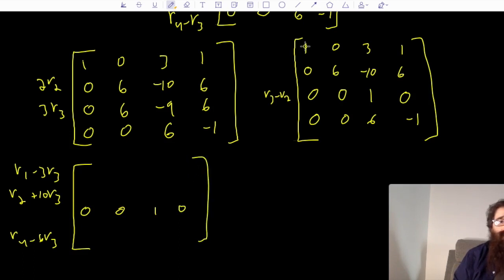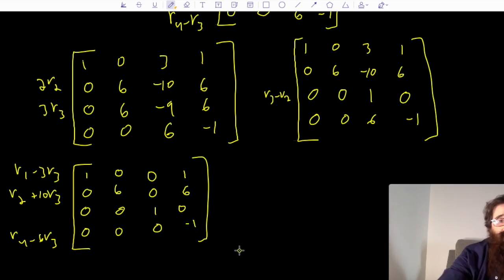But then in row 1, I'm going to get 1 minus 3 times 0 is 1, 0 minus 3 times 0 is 0, 3 minus 3 times 1 gives me that 0 that I wanted, and 1 minus 3 times 0 gives me 1. In row 2, I'm going to get 0 plus 10 times 0 gives me 0, 6 plus 10 times 0 gives me 6, negative 10 plus 10 times 1 gives me the 0 that I wanted, and 6 plus 10 times 0 gives me 6. And then in row 4, I'm going to get 0 minus 6 times 0 gives me 0, and then again, 6 minus 6 times 1 gives me the 0 that I wanted, and negative 1 minus 6 times 0 gives me negative 1. And this looks great.